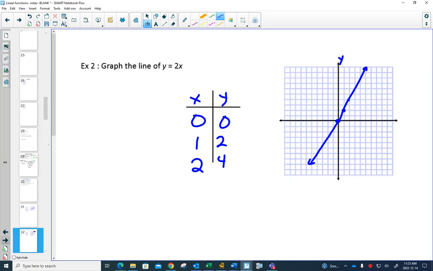Yes? Doesn't it not work with negative numbers though? Let's try. What negative number would you like to try? Say negative 2. If you plug in -2 for x, what do you get? -4. And it does work as long as your line was drawn with a ruler. Oh, just a little bit off, but not bad.